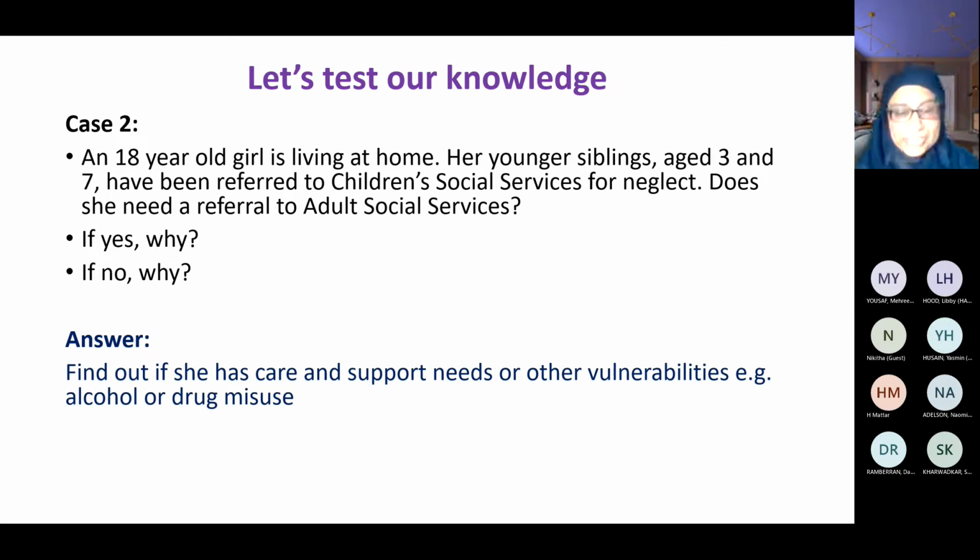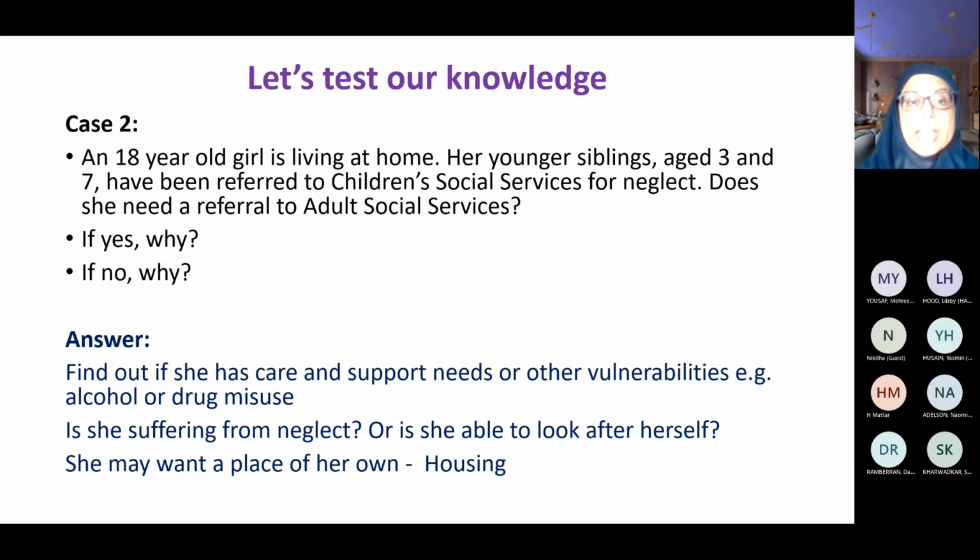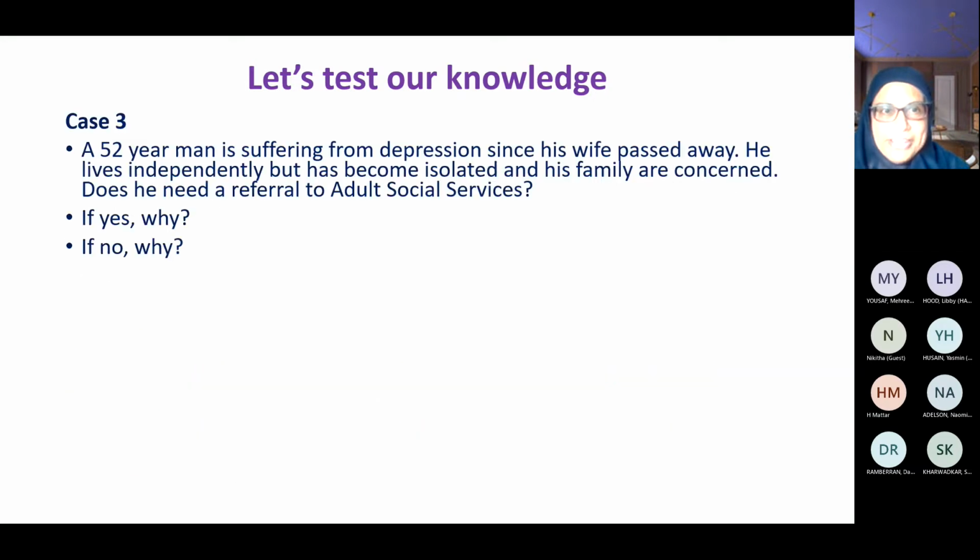So basically, as you say, we call her in and speak to her. Does she have any care or support needs or any other vulnerabilities? The chances are this neglect has not just started. She's been living with it while she was a child as well. She may have turned to drugs or alcohol as a coping mechanism. So that may be enough of a vulnerability that we could refer her. Is she suffering from neglect, or is she able to look after herself? It might be that she'd rather just get out of that house and want housing, in which case that would follow a different referral pathway. Okay, thanks, Maureen, for that.